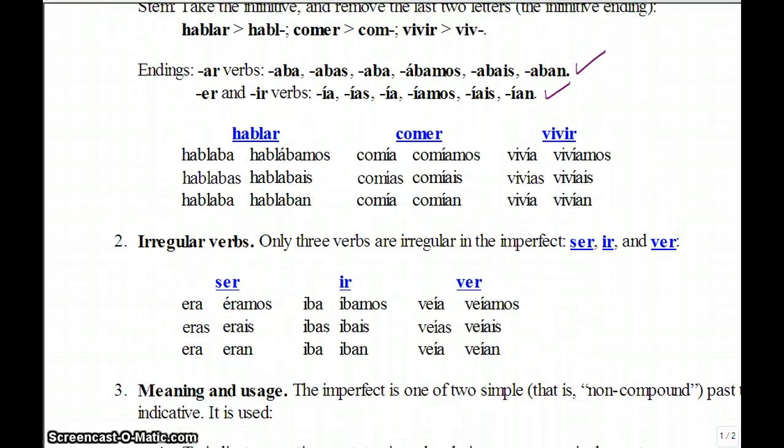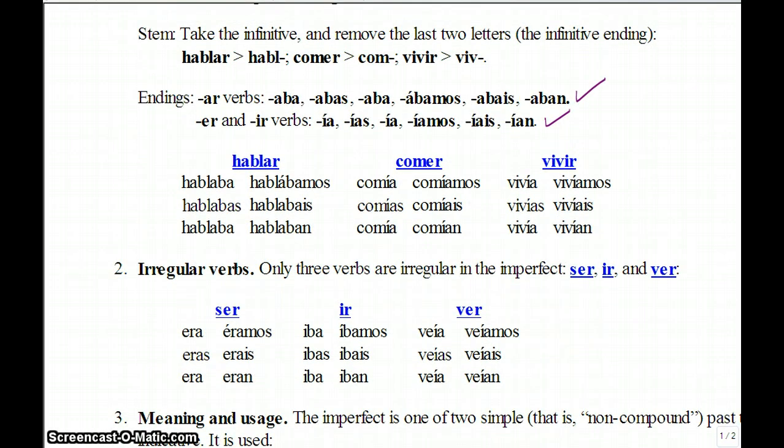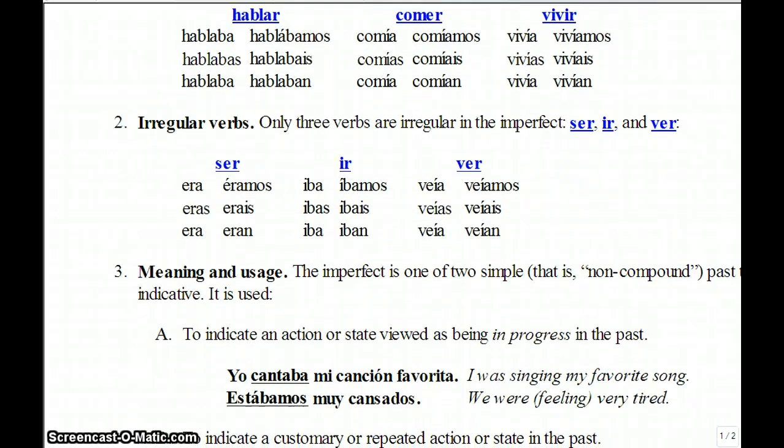So anytime you want to conjugate a regular AR, ER, IR verb in the imperfect, you're going to use either aba or ia. That's simple. Two rules, aba or ia. Of course, we have irregulars, but there are only three. That's the nice part about it. There's only three: ser, ir, and ver. And you can see that right here.